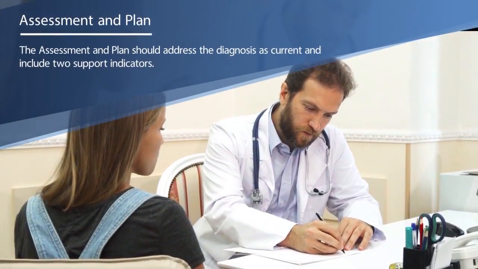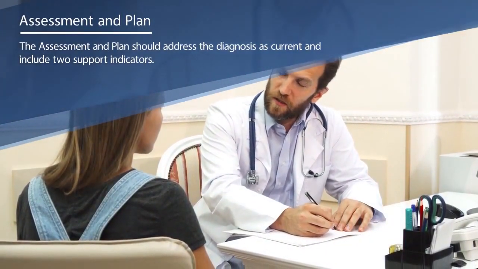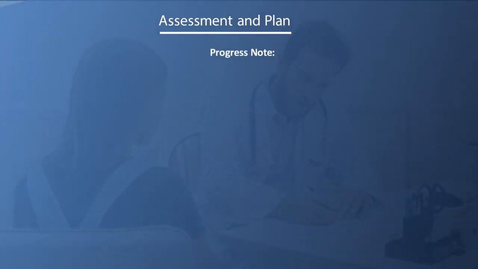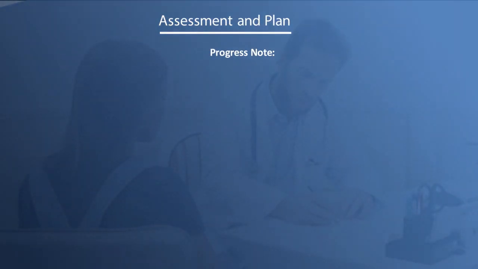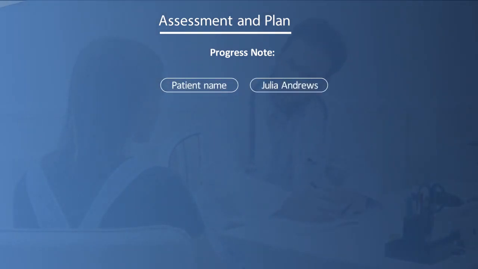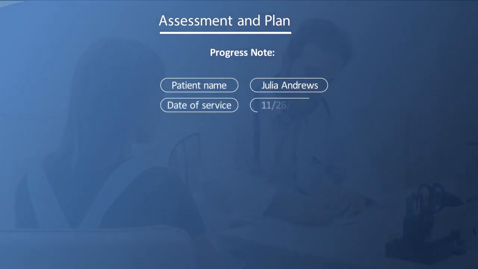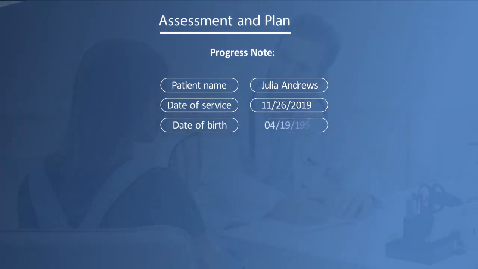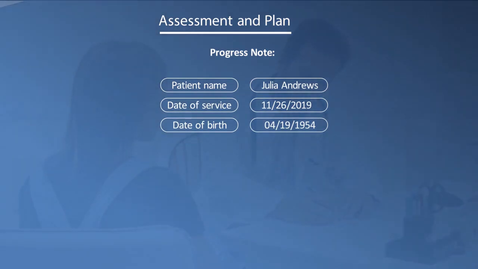The assessment and plan should address the diagnosis as current and include 2 support indicators. Let's see an example of a progress note. It differs for initial diagnosis and continued diagnosis after the initial one. Patient name: Julia enters. Date of service: November 26, 2019. Date of birth: April 19, 1954.